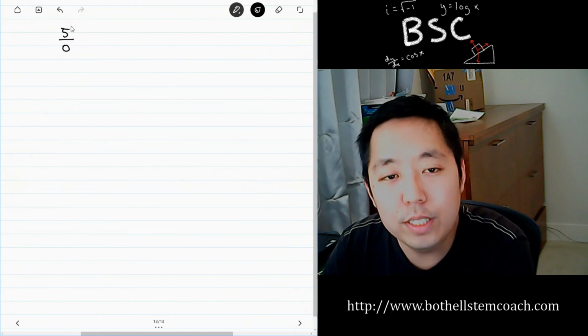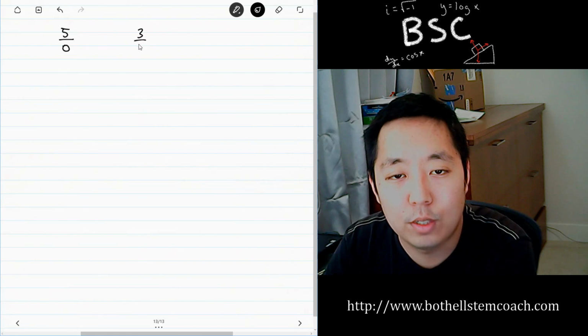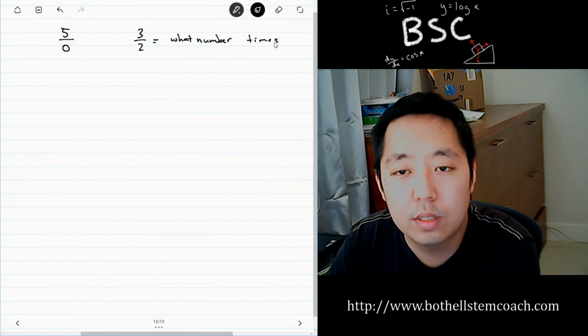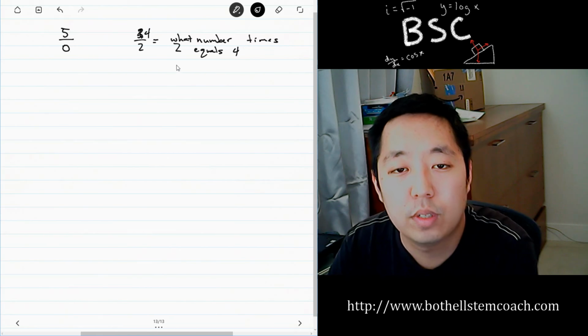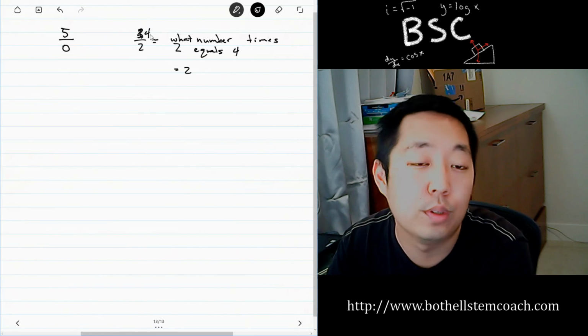Now, when we're doing division, if I do 3 divided by 2, we're really saying what number times 2 equals 3. Well, let's do a simpler one. Let's do 4 divided by 2 equals what? And that answer is 2, because 2 times 2 is 4. So that's what we think of when we do division.